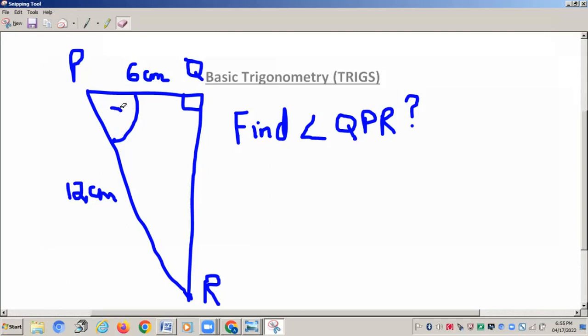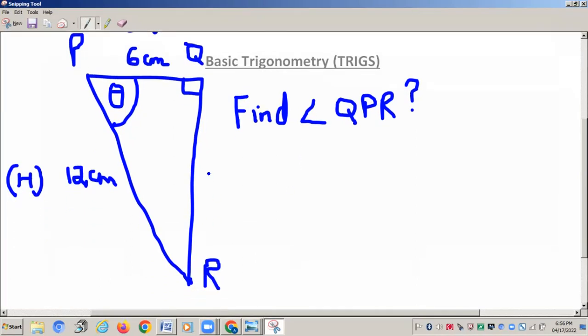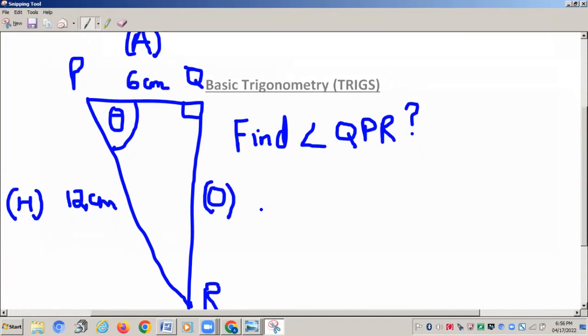All right. So guess what? Do we know this angle? No. So it's called theta. It's unknown. All right, so let's label the sides now. Which side is the hypotenuse? PR. Right, very good, 12 centimeters. And which side is adjacent? PQ. Right, very good. And therefore, over here it's going to be the opposite.